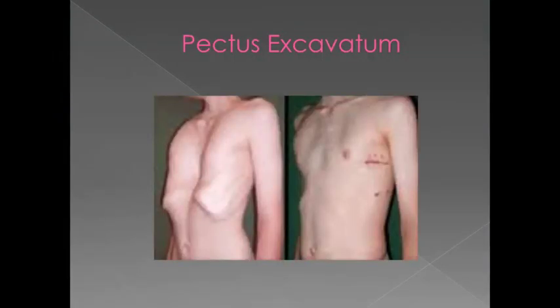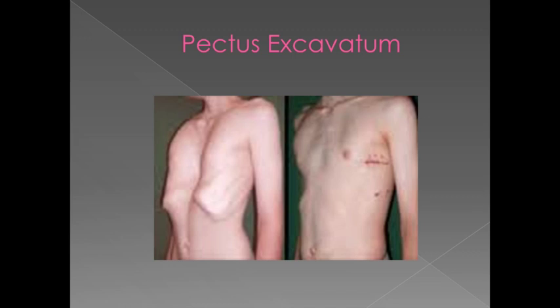Pectus excavatum, also known as funnel chest, is a non-genetic defect of the chest wall marked by overgrowth of the costal cartilages, a sunken appearance in the anterior chest, and a restricted sternum. It is the most common congenital chest deformity.